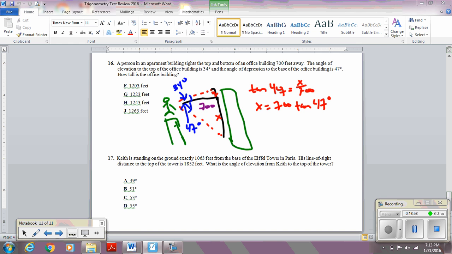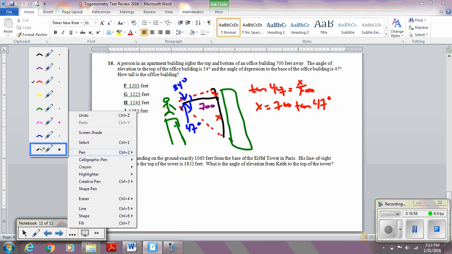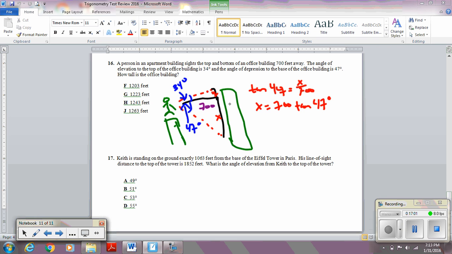Let's set up for Y now. Y, you're going to use tangent again. So the tangent of 34 degrees this time is equal to Y, which is opposite, over adjacent, which is 700. So Y is equal to 700 times the tangent of 34. So let's grab our calculators to get those approximations.